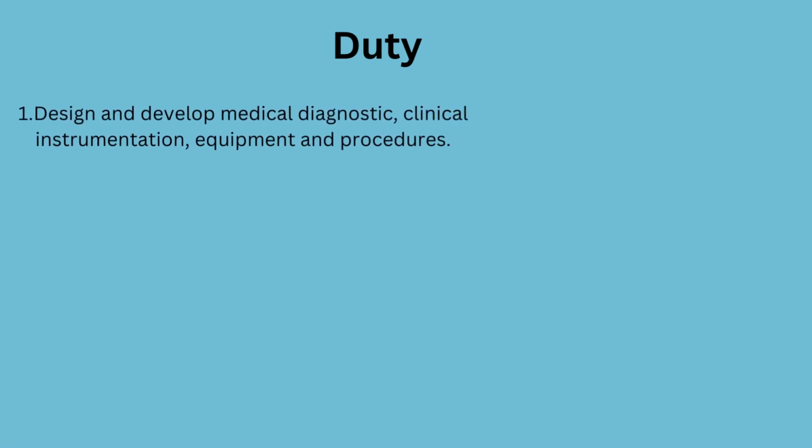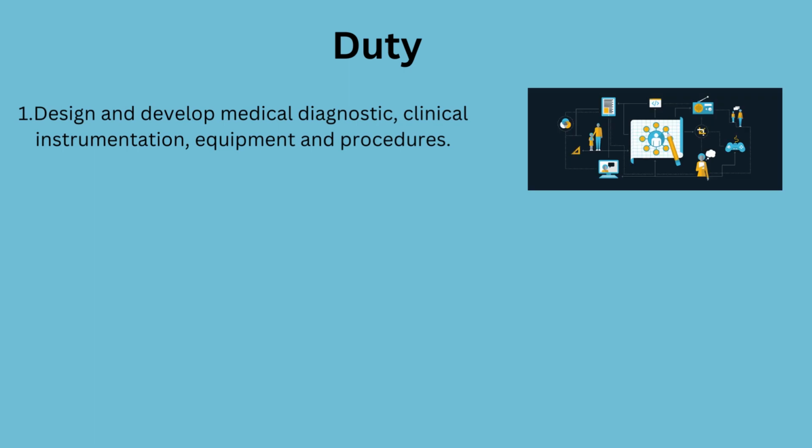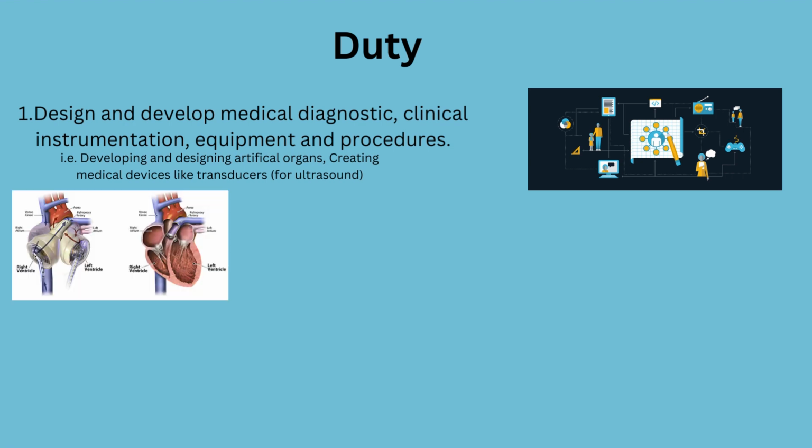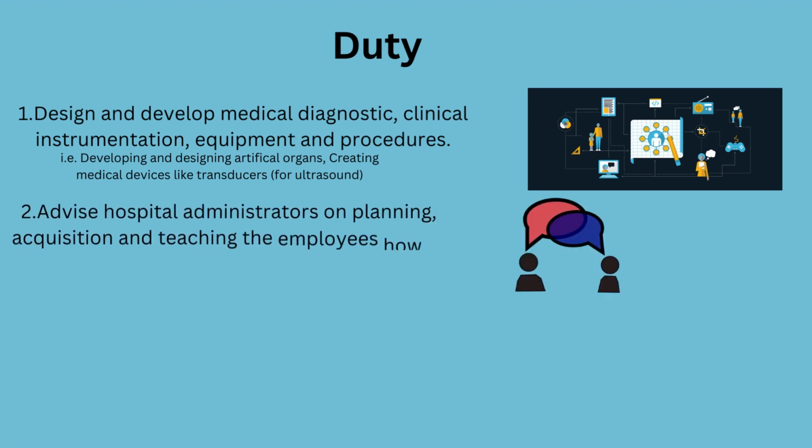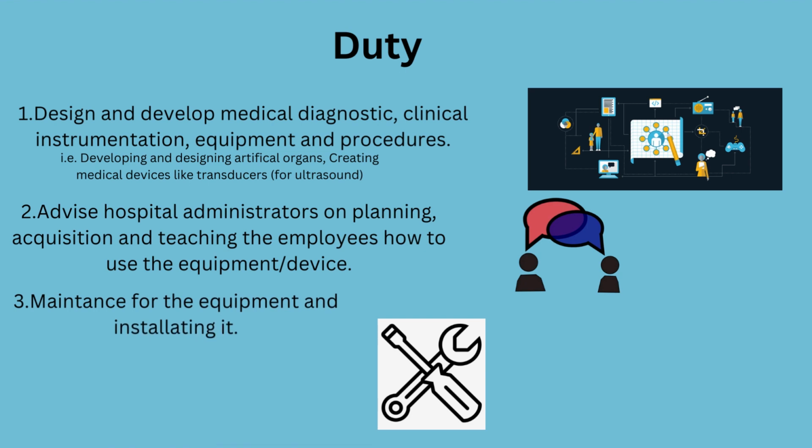Now that you all know the very brief history of biomedical engineering, let's talk about what biomedical engineers do in modern day. This can be split into three major responsibilities, with the first one being designing and developing medical diagnosis, clinical instrumentation, equipment, and procedures. Examples of this are developing and designing artificial organs, as well as creating medical devices such as transducers used for ultrasound. The second responsibility is advising hospital administrators on planning, acquisition, and use of medical equipment, as well as teaching the workers how to use this equipment safely. The third one is maintenance of the equipment, as well as installing the equipment generally, to make sure that the device is safe to use.